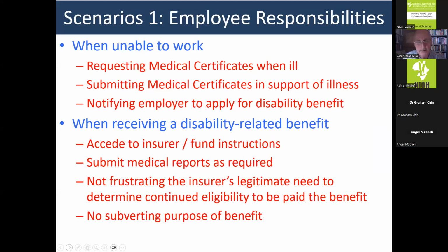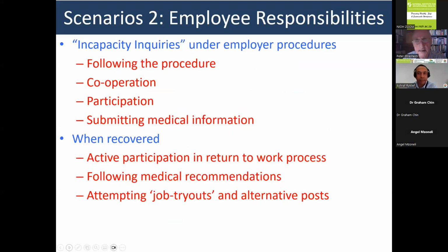And when receiving a disability benefit, the employee must fulfill the insurer's and the fund's instructions and must submit medical reports, and they must not frustrate the employer's legitimate need to determine continued eligibility, and they mustn't subvert the purpose of the benefit the employer is trying to provide, and not provide if it's not due. Next slide.